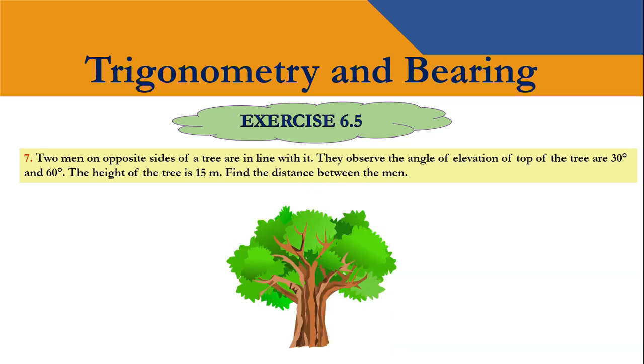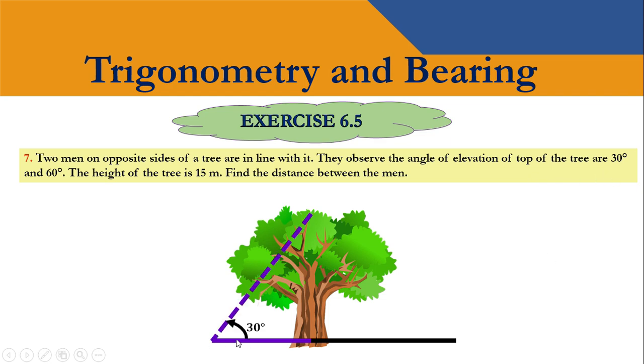Now moving on toward the seventh question. Two men on opposite sides of the tree are in line with it. They observe an angle of elevation. If this is the distance of the first man and this is the distance of the second man, and both are in line with each other, it means they are on the same line. And they observe the angle of elevation of the top of the tree is 30 degrees.